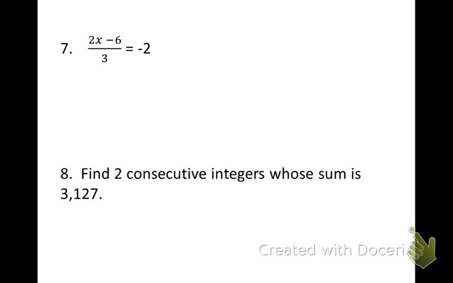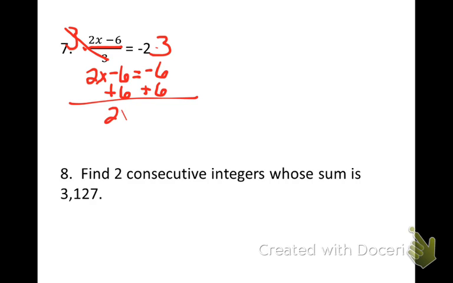This is the problem where we do have to multiply first. There's not very many of these, but when it's the whole thing being divided, that's kind of your clue. But these 3's just cancel, leaving you 2x minus 6 equal negative 6. Now it's a basic problem, just add 6 to each side. Negative 6 plus 6 would be 0. Divide by 2, and we get x equal 0.